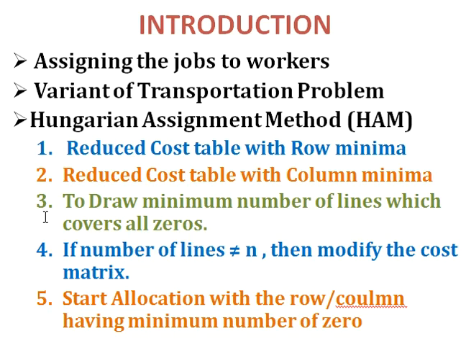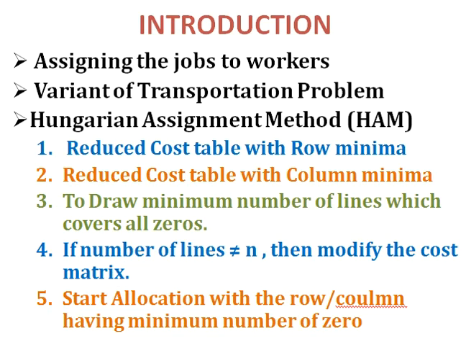The next step will be to calculate the number of lines drawn. Check if it is equal to n, where n is the number of columns and rows. In this case, the number of rows and columns are equal, so it has been taken as small n. If it is not equal to n, then we have to further modify the table, which we will discuss in the next lecture. Then the next step will be to start allocation, starting with the row or column having the minimum number of zeros.